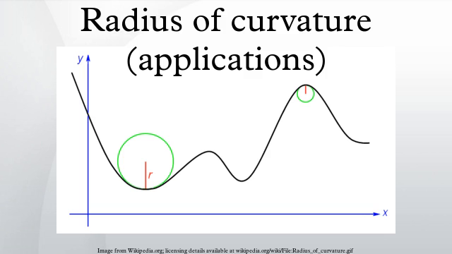The distance from the center of a circle or sphere to its surface is its radius. For other curved lines or surfaces, the radius of curvature at a given point is the radius of a circle that mathematically best fits the curve at that point. In the case of a surface, the radius of curvature is the radius of a circle that best fits a normal section.